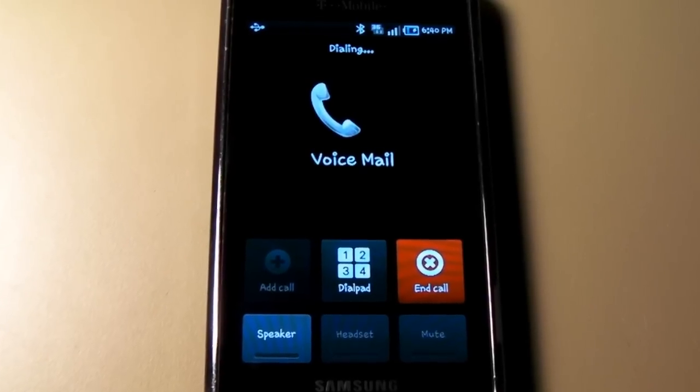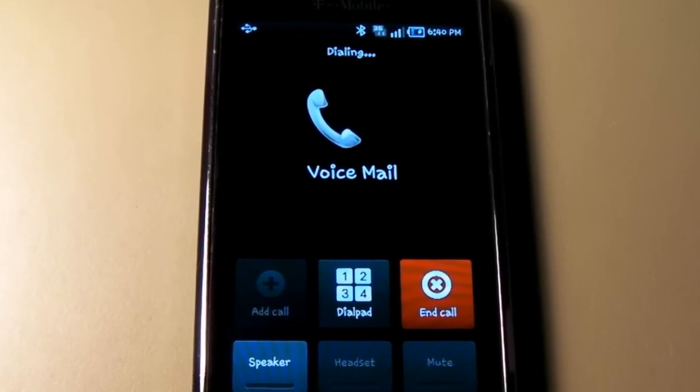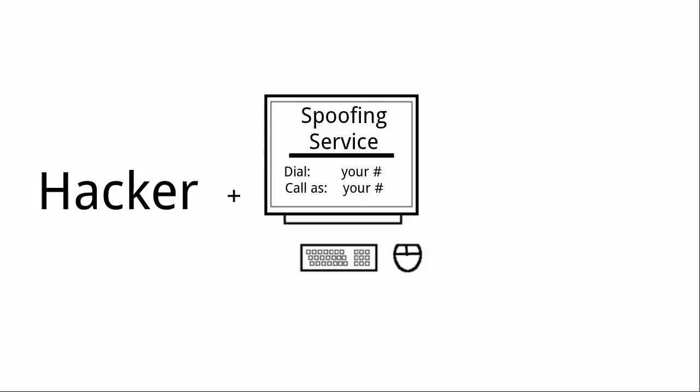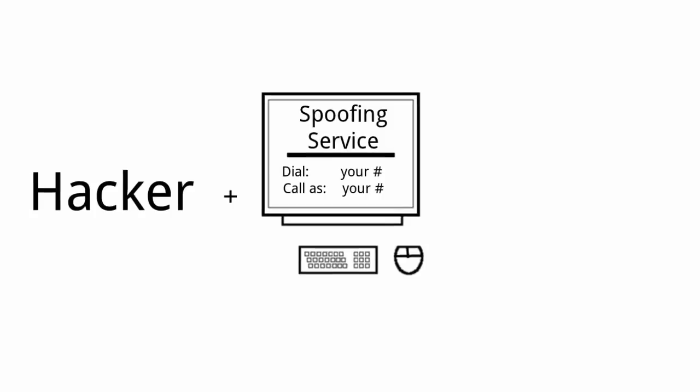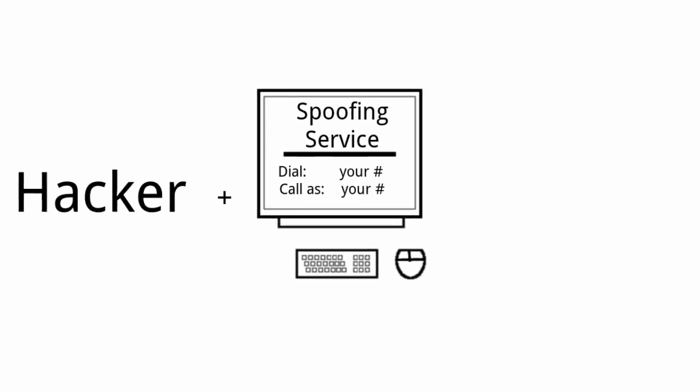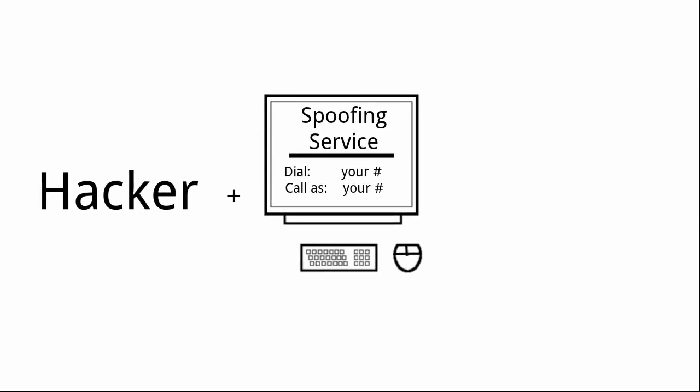Hey everybody, this is going to be a quick video to show you how to protect your voicemail against a means of hacking called spoofing. The general idea is that a hacker will call your voicemail using a service that lets them fake the caller ID. This is called a spoofing service. The number they pretend to call from is your number. So to make sure you got this, they're calling your number as your number.